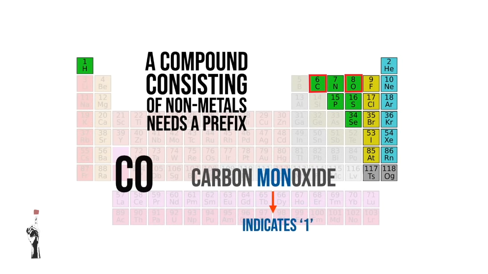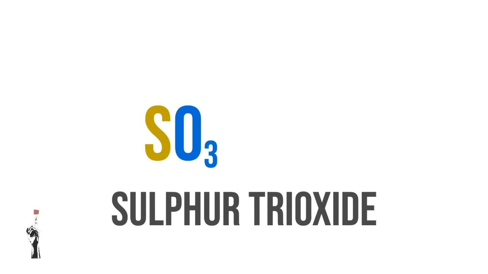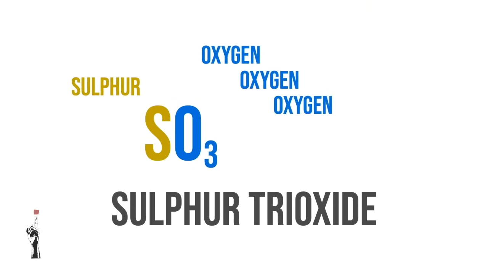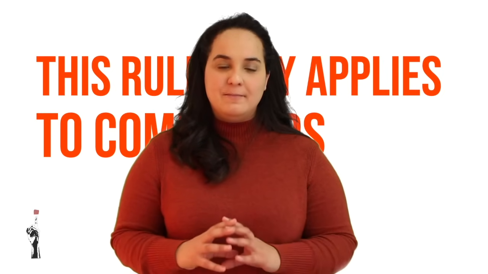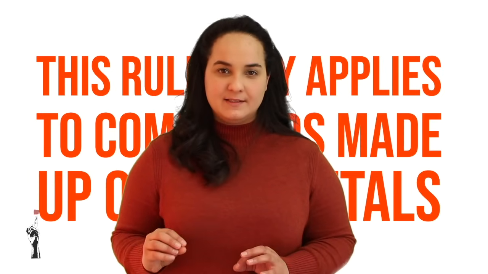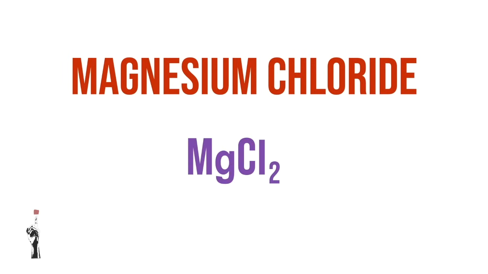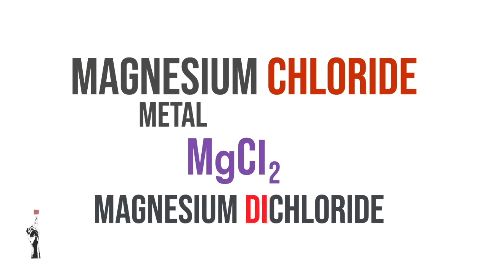Mono indicates 1. In this example, sulfur trioxide, we see there's a S for sulfur and 3 oxygen atoms. Tri indicates 3. So the prefix tri is to indicate that there are 3 oxygen atoms in my compound. It is important to note that this rule only applies to compounds made up completely of non-metals. For example, magnesium chloride. In this compound, magnesium is a metal. Therefore, I do not say magnesium dichloride. It is simply magnesium chloride.